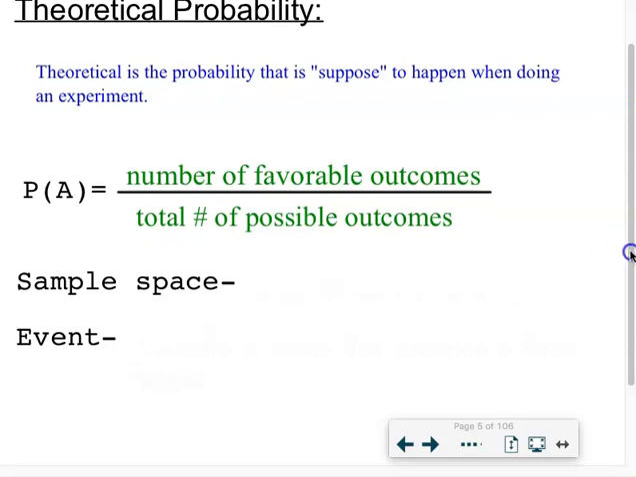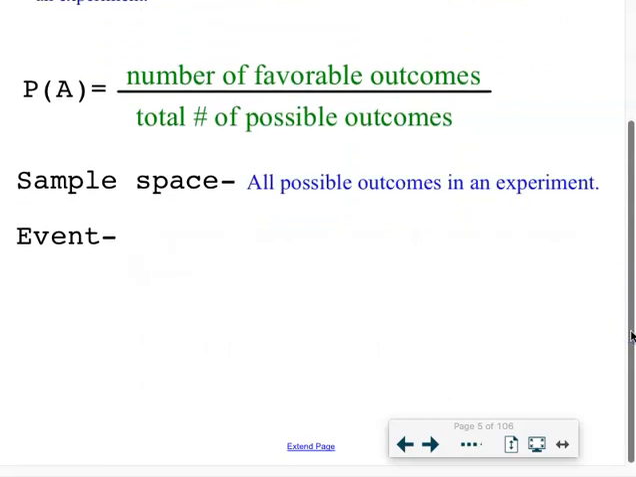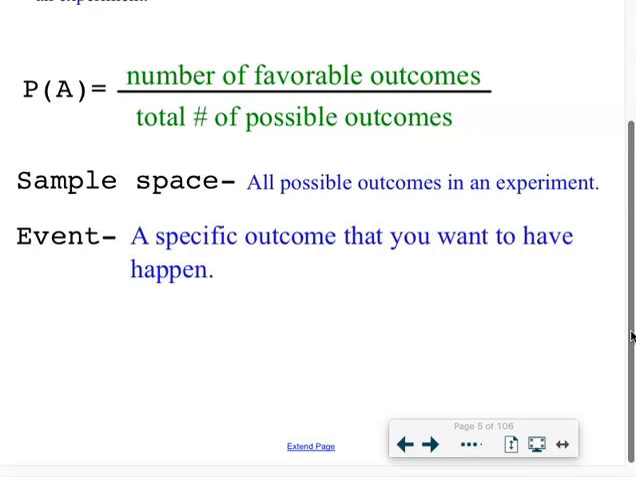Remember, sample space, same definition from chapter 1, is all the possible outcomes in an experiment. An event is a specific outcome that you want to have happen. So the event that I would be looking for is flipping a coin and getting heads. The sample space is heads or tails. So there's one way to get heads out of 2. So 50-50, 1/2 probability. Feel free to pause the video if you have anything there that you still need to write down.